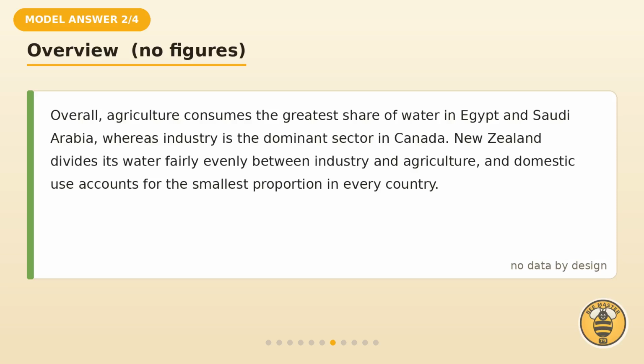The overview carries no figures by design. Overall, agriculture consumes the greatest share of water in Egypt and Saudi Arabia, whereas industry is the dominant sector in Canada. New Zealand divides its water fairly evenly, and domestic use accounts for the smallest proportion in every country.